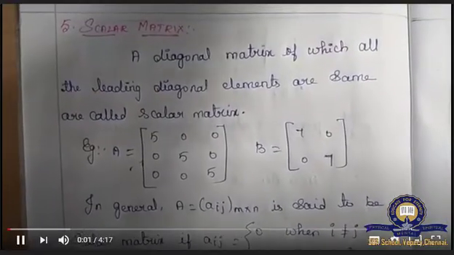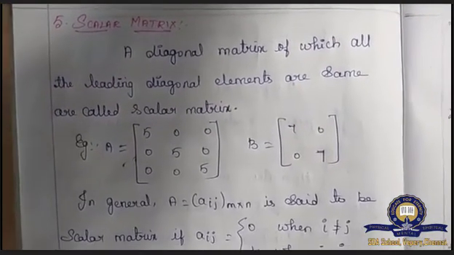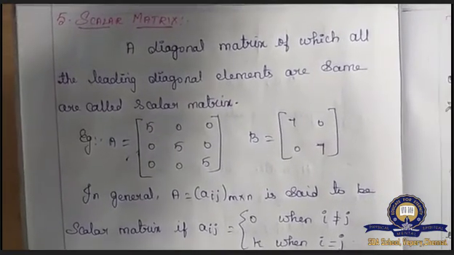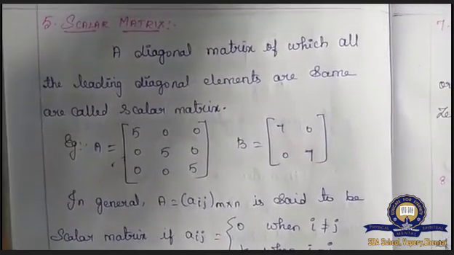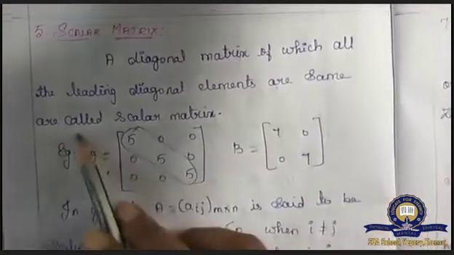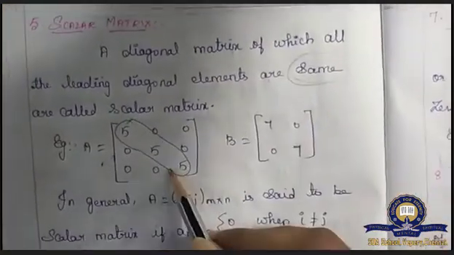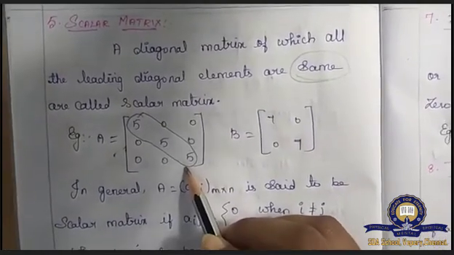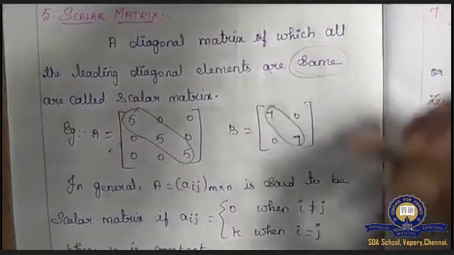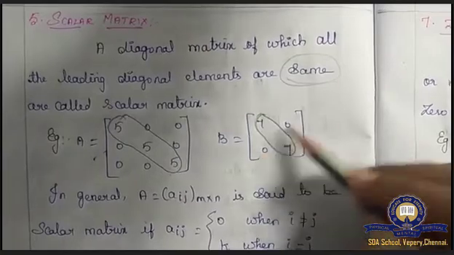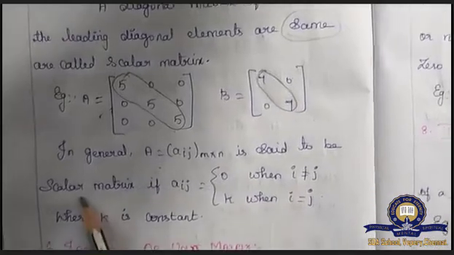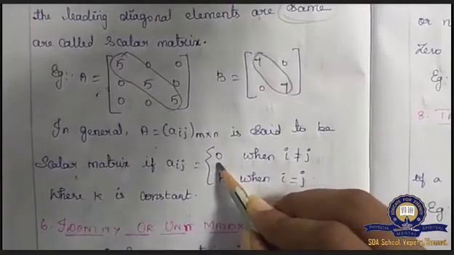Scalar matrix. For the scalar matrix we have to know what a diagonal matrix is, right? In a diagonal matrix only the leading diagonal will contain elements, and the rest of the elements will become 0. Here it is the same form, but the leading diagonal elements are the same. For a scalar matrix, all the leading diagonal elements should be the same. For example, 7 0 0 7. This is also a leading diagonal where 7 and 7 are the same, and the other elements are 0. In general, A is equal to Aij, m cross n, said to be a scalar matrix if Aij is equal to 0 for i not equal to j.